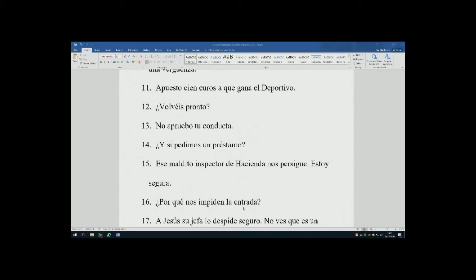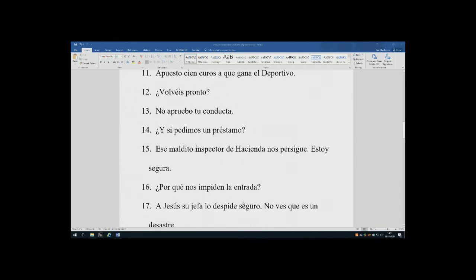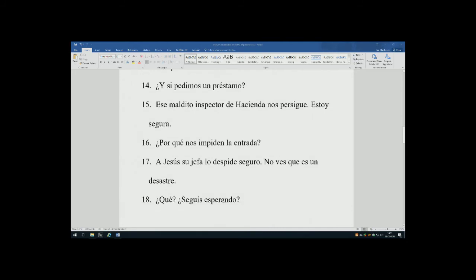And number 18, ¿qué siguen esperando? Are you still waiting? Oh, I've changed ustedes to vosotros, yeah? There's me using my vosotros, yeah. So obviously if it was, as it is, in fact, ustedes, it's siguen, yeah, third person. But if you habitually use vosotros, as opposed to ustedes, like I do, then seguís. Yeah, so let's change that while we're there. Siguen. Siguen esperando?